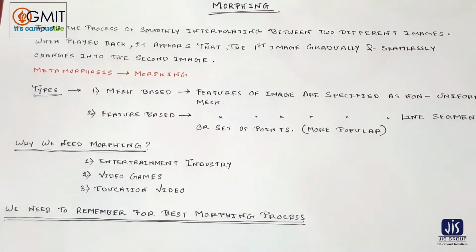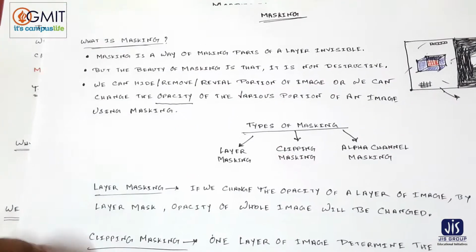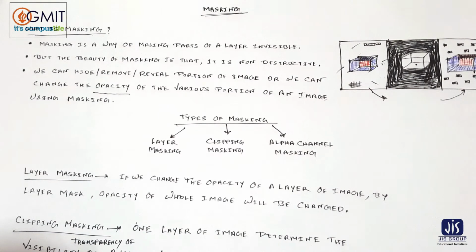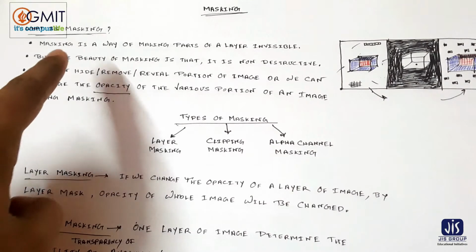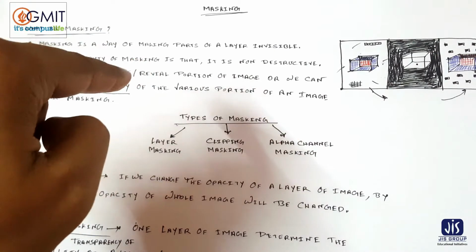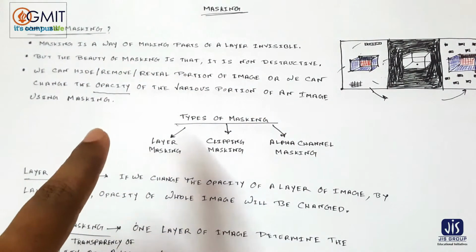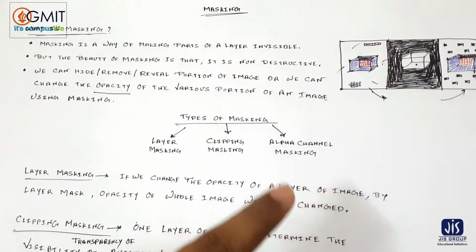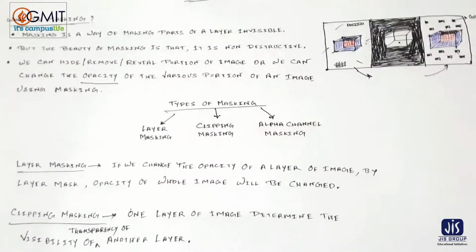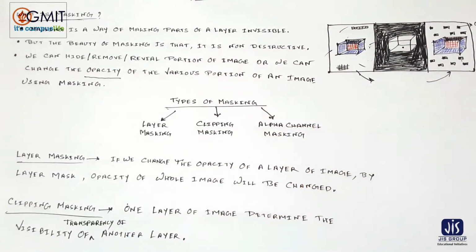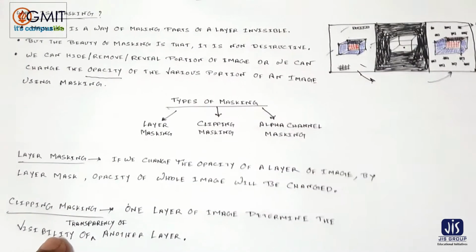Hope you have remembered what is masking. This was my lecture about masking. Masking is a way of making the layer invisible. Different types of masking: layer masking, clipping masking, alpha channel masking. Alpha channel masking I have not discussed, and layer masking and clipping masking were discussed with the example and also a video example.